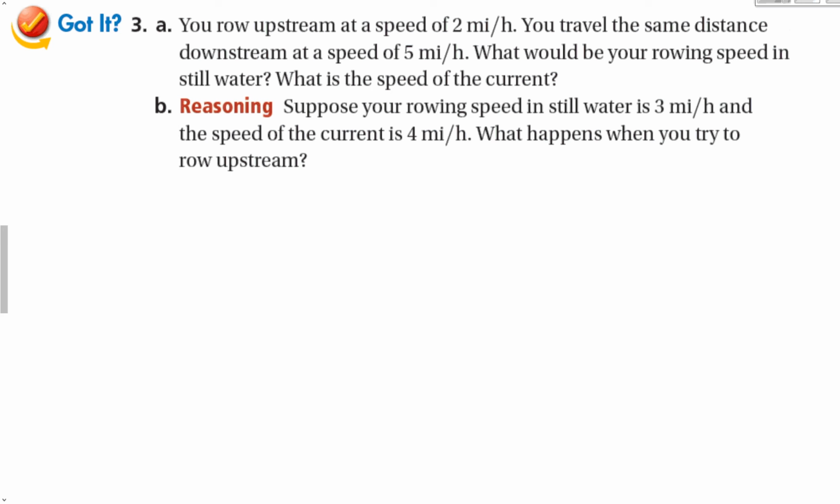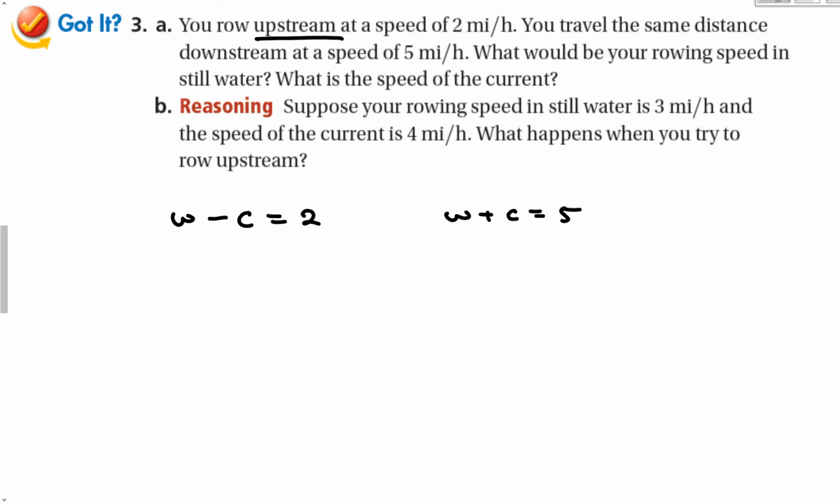So we row upstream at a speed of 2 miles an hour. You travel the same distance downstream at a speed of 5 miles an hour. So here, we can use the same equation, except instead of airspeed, let's call it water speed plus the current. I'm sorry, water stream. Upstream means you're fighting against the current. So water speed minus the current is equal to 2. And water speed plus the current is equal to 5.